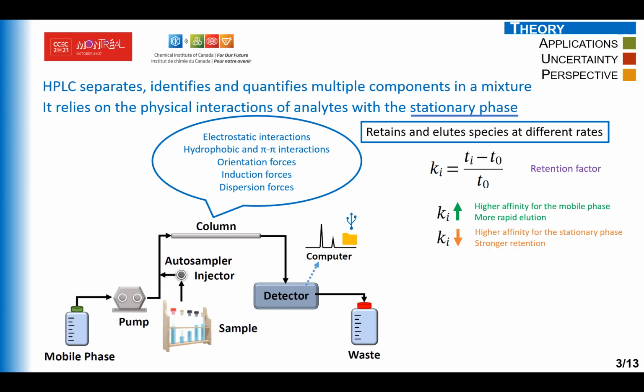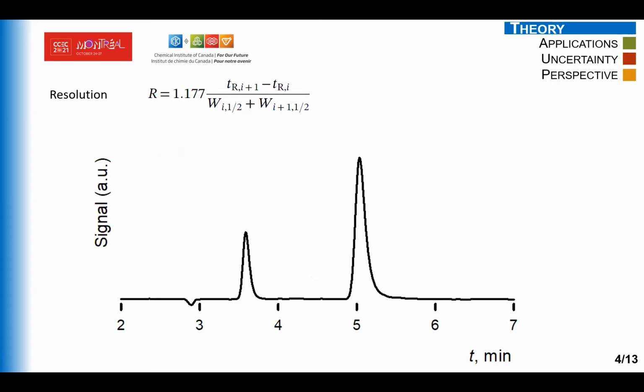As a consequence, analytes that absorb and elute at distinct rates flow through the column at different velocities. The flow rate of the analyte is directly proportional to the flow of the mobile phase and inversely proportional to Ki according to the nearest distribution law. This is what a chromatogram looks like. So you have retention time on the x-axis and the signal of the detector on the y-axis.